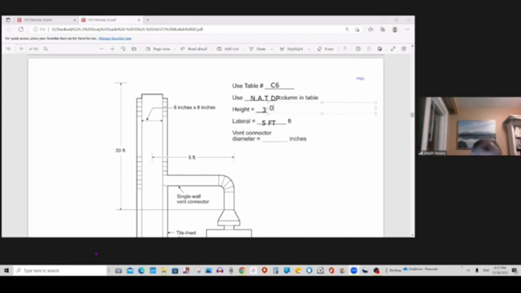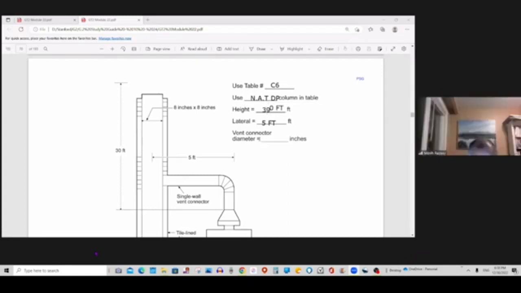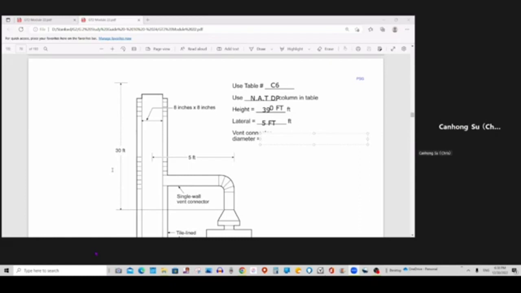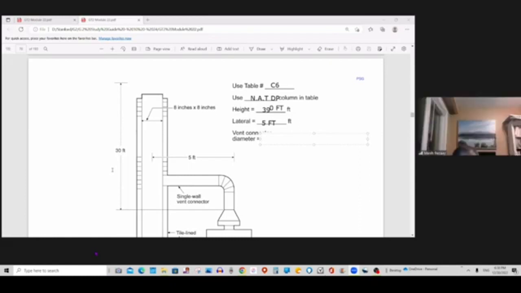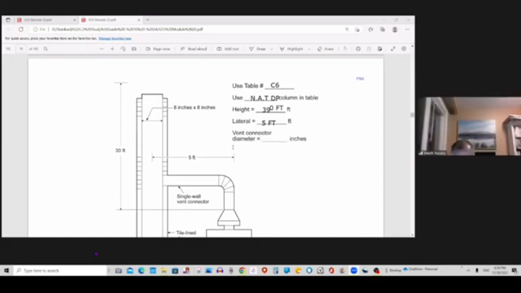It's 30 feet, okay? Yep, 30 feet. And now, the vent connector from the table, sir, how much is the capacity? 60,000 BTU. Okay, 60. So would you open your code book? What's the nominal size of the chimney? 8 by 8, right? Yep, it's written on the top. Okay, so 8 by 8. So 8 by 8 equals what?